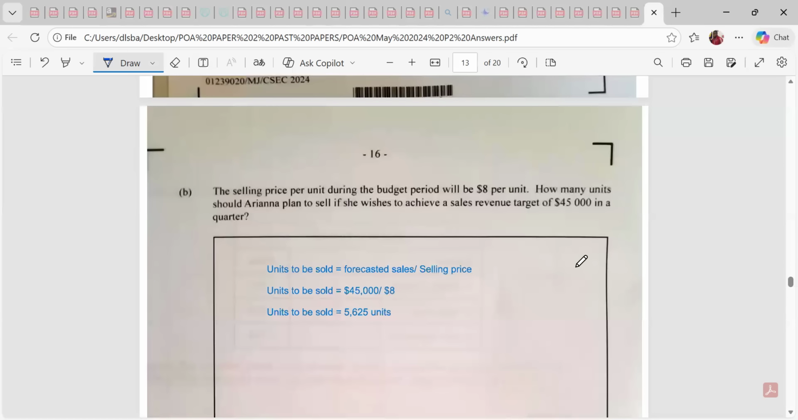Then they said the selling price per unit during the budget period will be $8 per unit. How many units should Ariana plan to sell, if she wishes to achieve the revenue target of 45,000? I'm just going to take 45,000 and divide by 8, as each unit gives you $8. So this is correct.